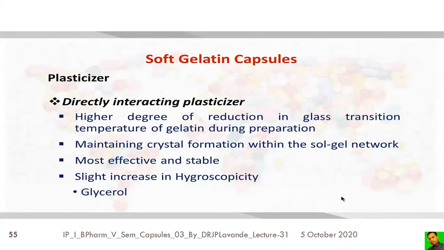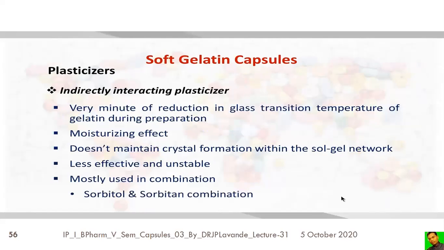In the soft gelatin capsule, you can see the plasticizers are directly interacting plasticizers. So they possess a higher degree of reduction in the glass transition temperature of the gelatin during preparation. They are responsible for maintaining the crystal formation within the sol gel network, which is most effective and stable. There is a slight increase in hygroscopicity, and an example is glycerol, which could be used as a plasticizer.